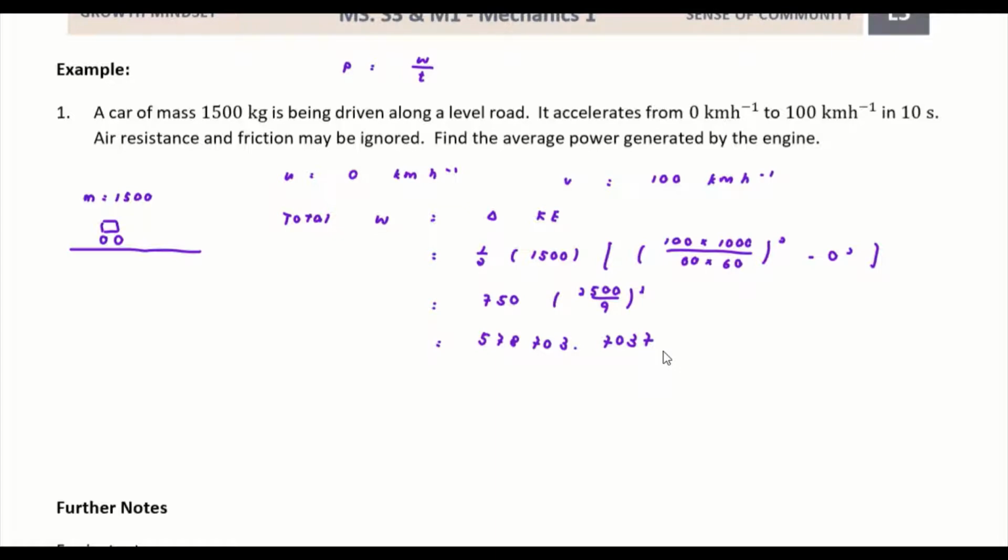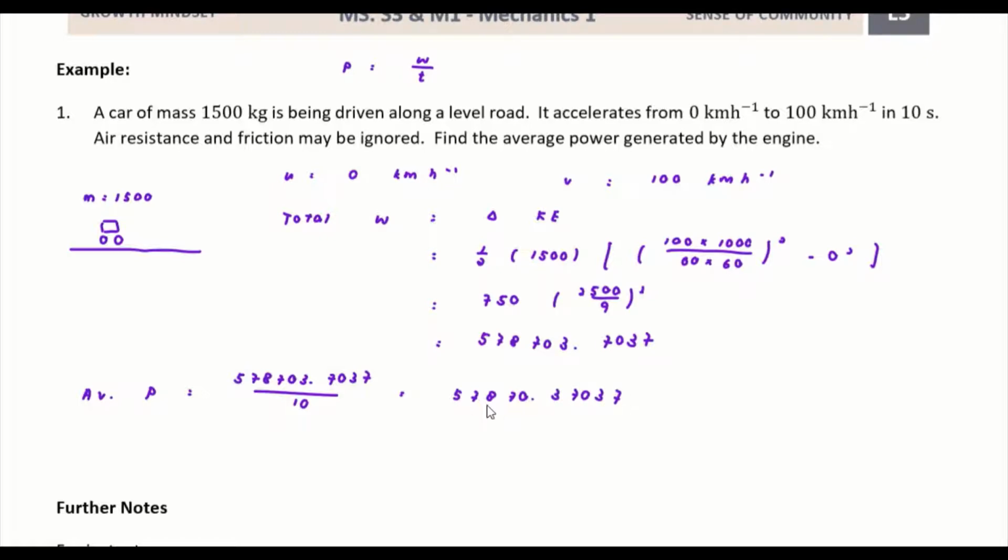After we get this, the question wants to find out the average power, right? So that's why we have this total work done already, then we can find out our average power. So the average power is equal to the work done divided by the time, which is 10 seconds. So we are going to get an answer of 57870. It's just one decimal place to the front.